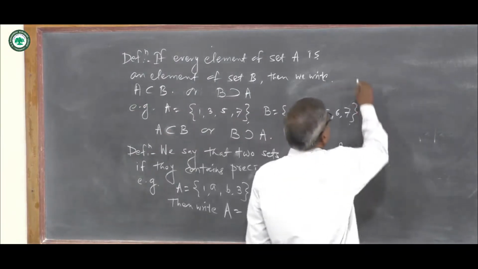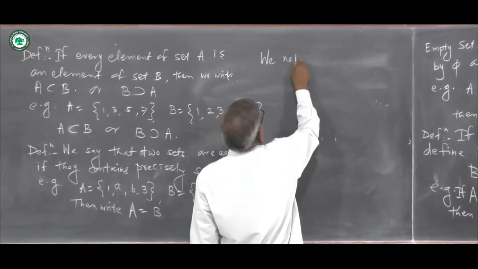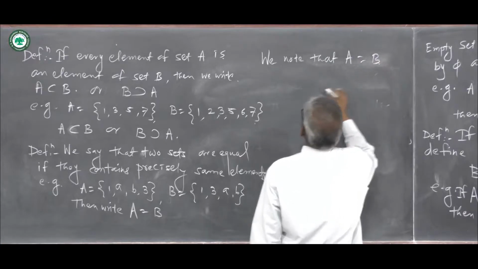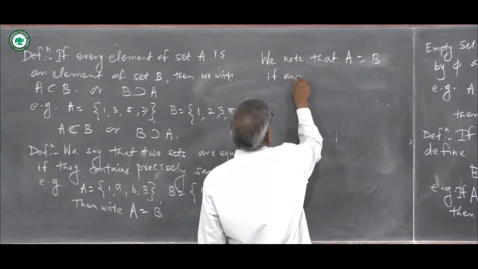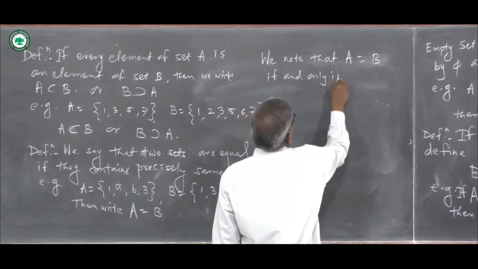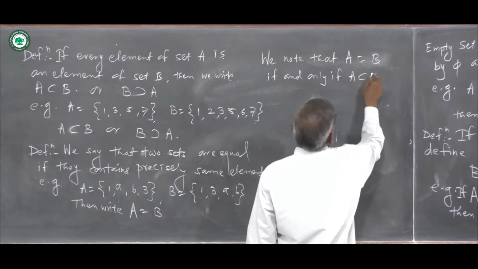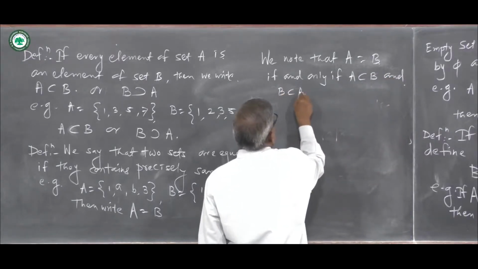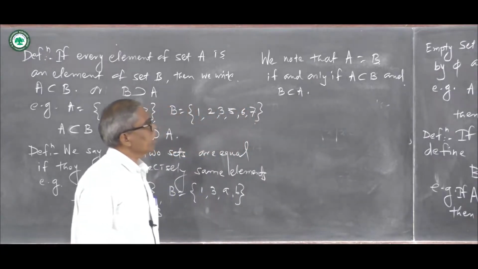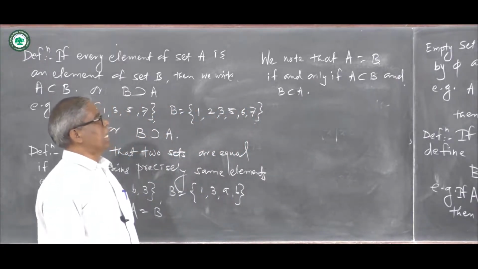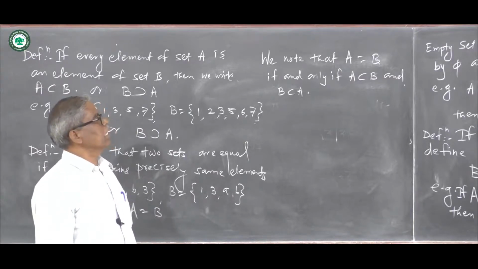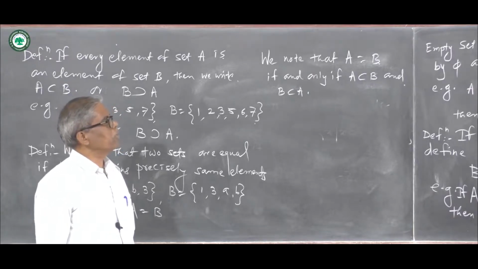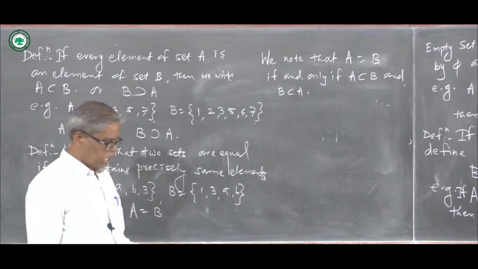We note that capital A is equal to B if and only if capital A is a subset of B and B is a subset of A. That is, B contains A and A contains B, then A is equal to B.